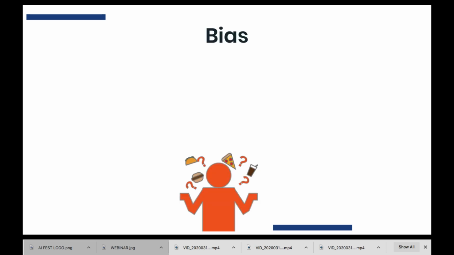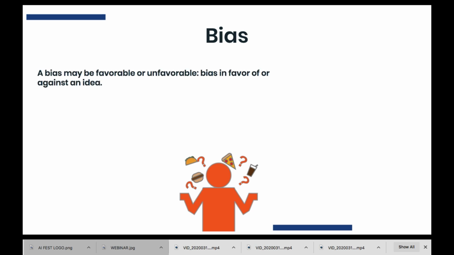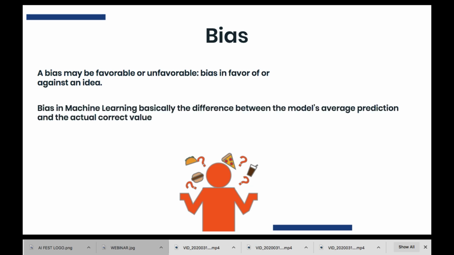So what is bias? In the dictionary, when something is biased, it may be favorable or not favorable. Bias is in favor of or against an idea. Bias in machine learning is the difference between the model's average prediction and the actual correct value. In layman's terms, bias has its own ego and it obviously doesn't care about the data.